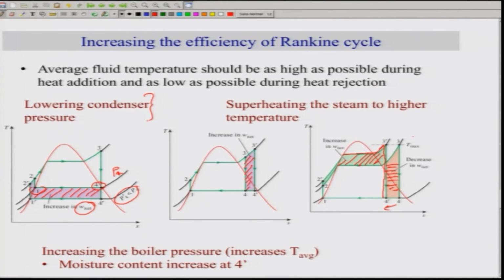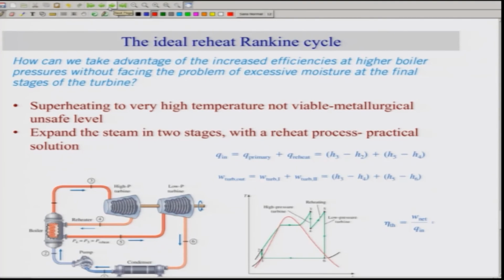There is another problem due to this increased boiler pressure. If you increase the boiler pressure to achieve this high temperature, as well as to increase this net work, this 4 shifts to 4 dash, which means the moisture content of 4 dash is much higher than 4. So the quality reduces, and this creates a problem for the turbine, because the turbine has difficulty in operating with two-phase mixtures. So we can try to avoid it.